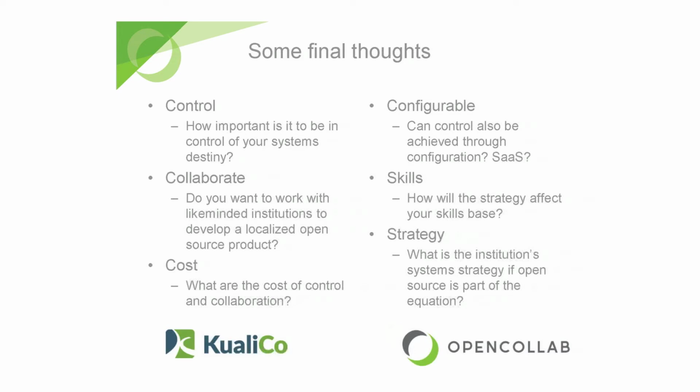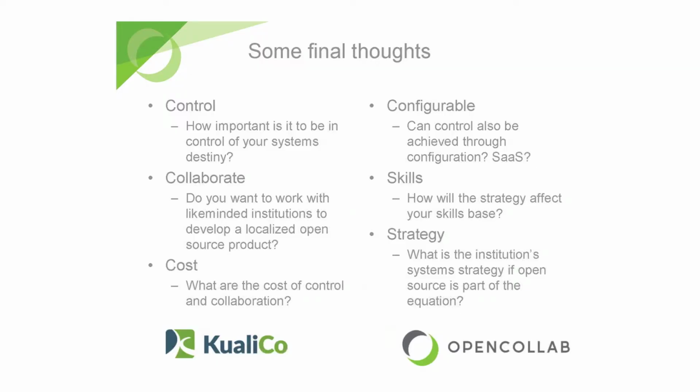Okay, so some final thoughts on this presentation. It really is about the strategy. If you want to do systems renewal, you've got to consider your strategy. Strange how I have that as the last bullet, but it was a late night. But you've got to decide in your institution, do you want control over your ERP systems destiny? Do you want to collaborate with like-minded institutions to bring something new, not only to your institution, but other institutions in this country?